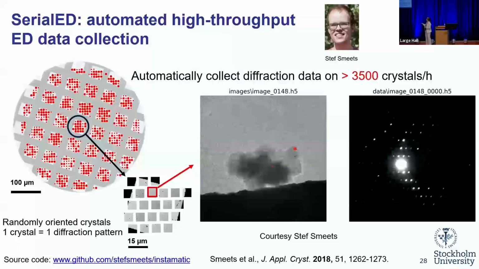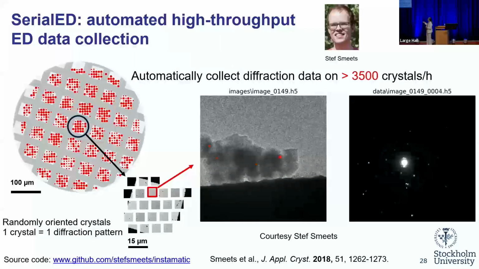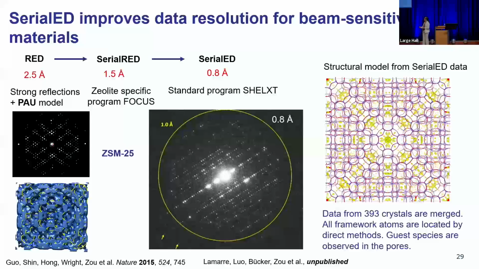Currently in our setup you can collect more than 3,000 diffraction patterns per hour. And in the new microscope, we can collect even much faster. So with this, the sampling problem of electron diffraction may be solved if you collect enough data and have large sampling. However, when you have so much data, you cannot do the analysis by yourself anymore.